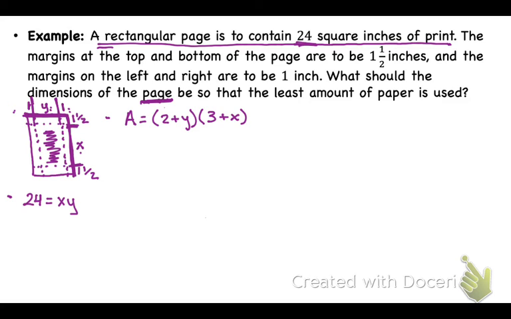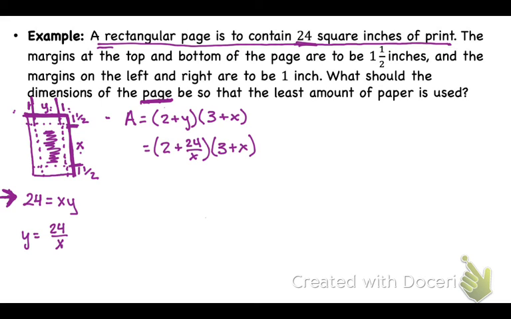So we would probably want to solve this in terms of x just because our brain likes to work with x better than y. Only reason. We could do y if we wanted to. So we need to solve the secondary for y and substitute it in. So how would I solve this for y? Divide by x. So y equals 24 over x. Correct? Yes. So now I plug that in for y. So I have 2 plus 24 over x, times 3 plus x.